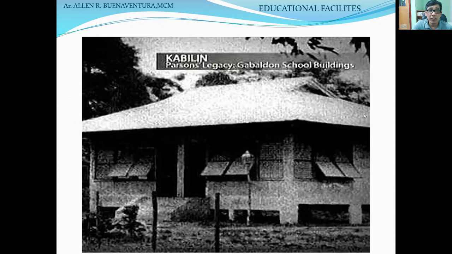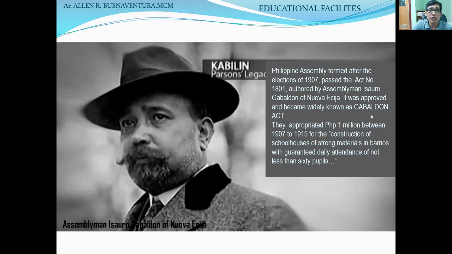Okay. So the Gabaldon School building was designed by... this is the Philippine Assembly formed in the elections of 1907, which passed Act 1801, authored by Assemblyman Isauro Gabaldon. Isauro Gabaldon is an assemblyman of Nueva Ecija. It was approved and became known as the Gabaldon Act. It appropriated 1 million between 1907 to 1915 for construction of schoolhouses of strong materials in barrios with guaranteed daily attendance of not less than 60 pupils. So it was named after him, but the Gabaldon building was designed by William Parsons.